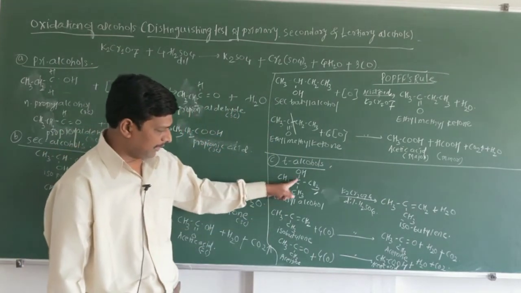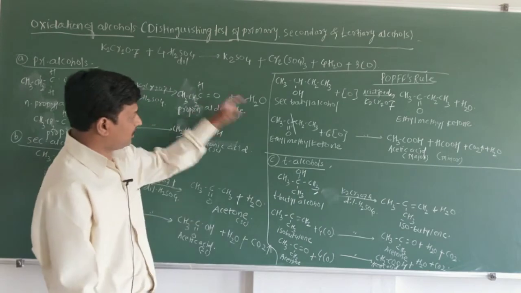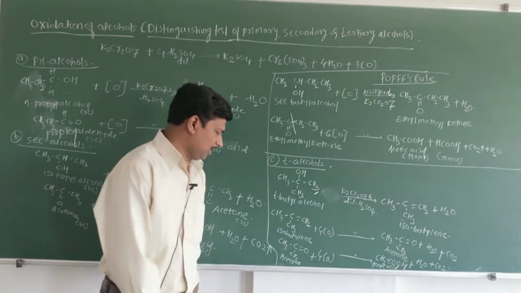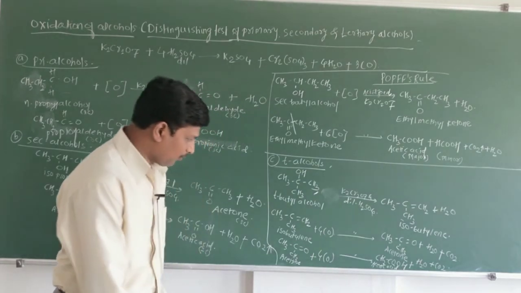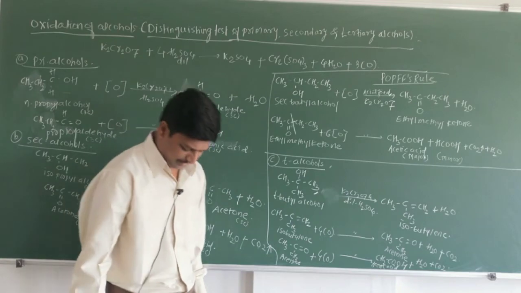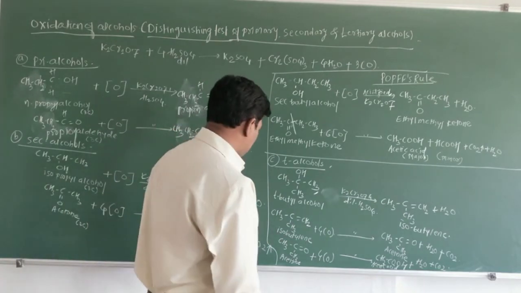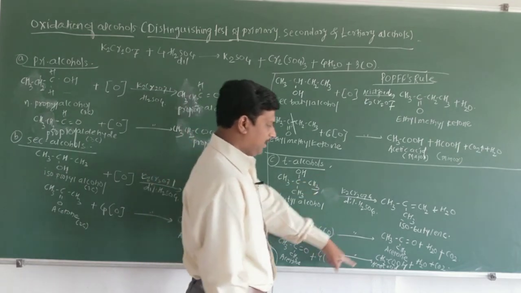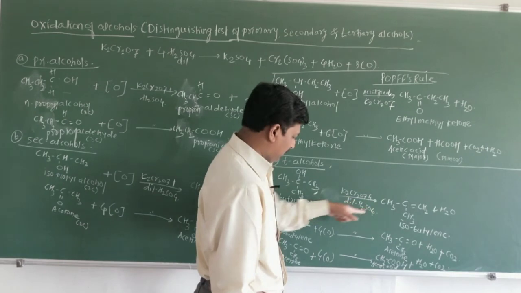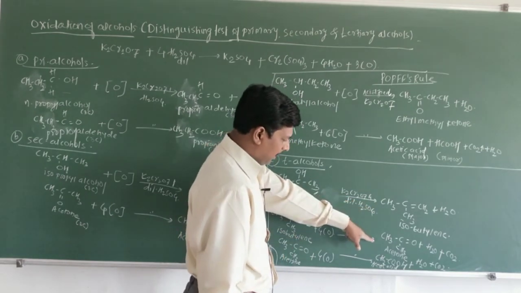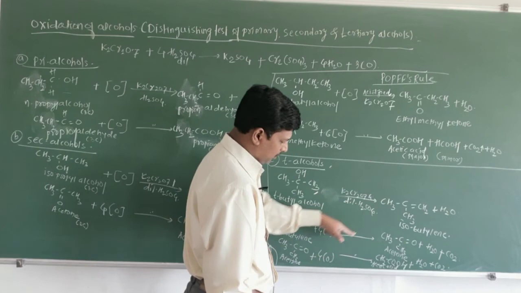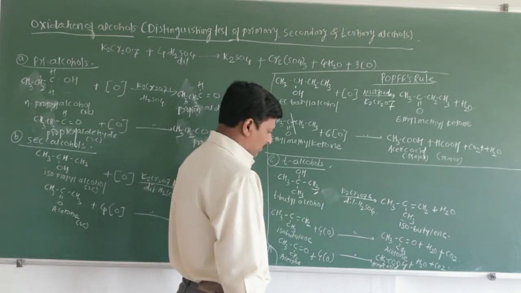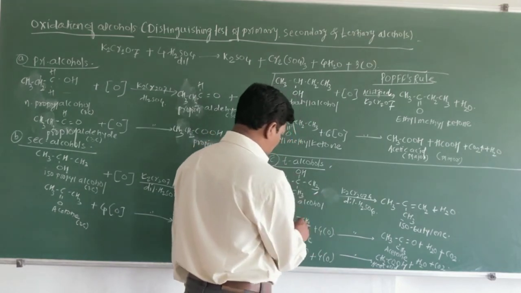This way the final products are carboxylic acids. Means in all these reactions the final product is carboxylic acid. But the way to obtain acetic acid is different here. Now in this reaction, tertiary butyl alcohol undergoes dehydration to form first of all an alkene, and the alkene on oxidation forms acetone, and acetone on further oxidation forms acetic acid here.